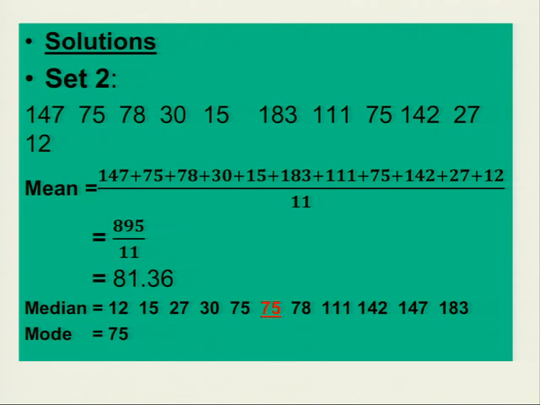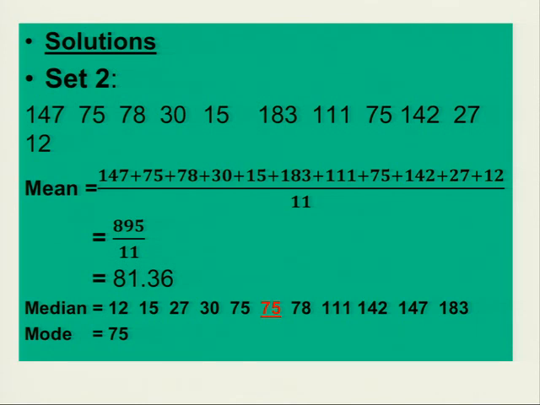Now the median. Remember again, grade 12s, if you look at this set 2, the data is not arranged. And we said one of the conditions of finding the median is to first arrange the data either from the lowest to the highest or from the highest to the lowest. So in this particular data, I have first arranged my data from the lowest value to the highest value. My lowest value in this set of data being 12 and my highest value being 183. Remember, I have 11 values. So the number in the middle will divide this set into two equal groups.